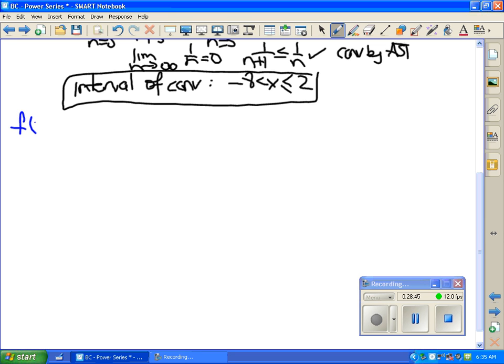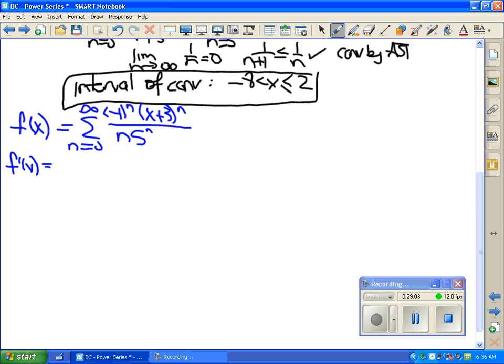So just to rewrite it for myself here, f of x was originally the sum from n equals 0 to infinity of (-1)^n (x+3)^n all over 5^n times n. So let's start with f prime. Okay, so f prime, I'm going to take the derivative with respect to x. So (-1)^n is a constant. I'm going to have n (x+3)^(n-1) all over n 5^n. I have to make sure my index is okay, so this time I have to change it from 1 to infinity. Nicely enough, the n's cancel out.